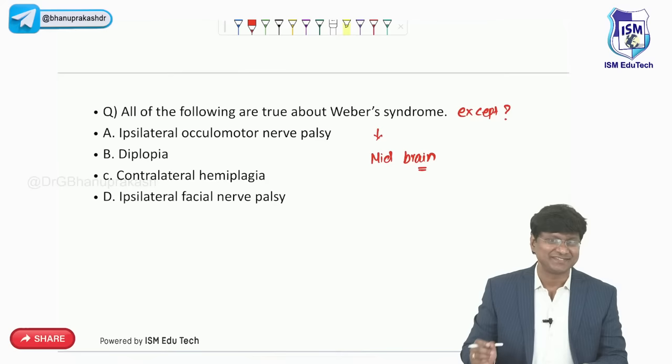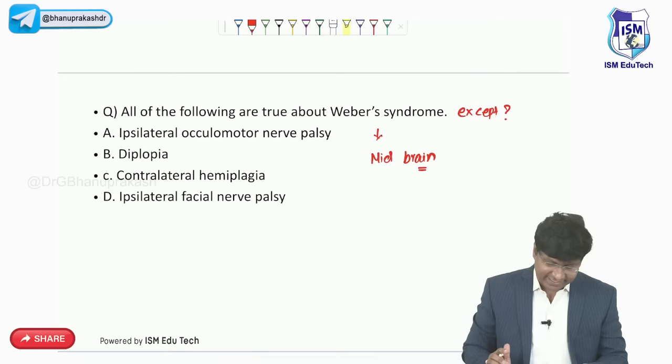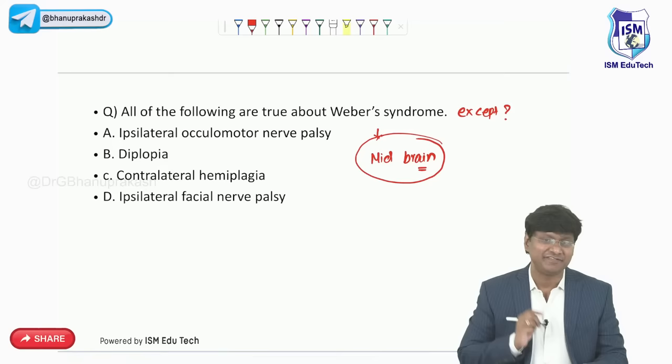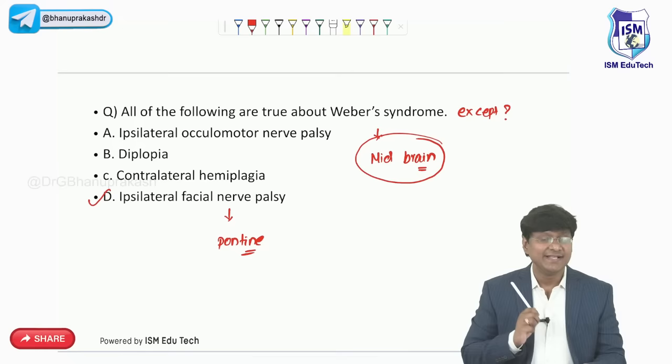Ipsilateral oculomotor nerve palsy, diplopia, contralateral hemiplegia, ipsilateral facial nerve palsy. So the question is very simple. When I'm using the word midbrain, in the midbrain, you don't have the facial nerve. So in order to have facial nerve palsy, it should be a pontine stroke syndrome.